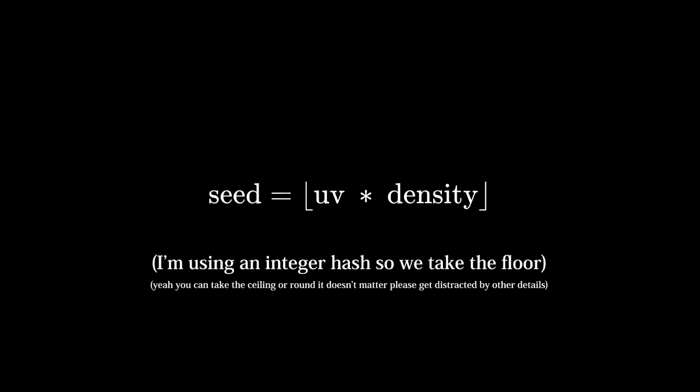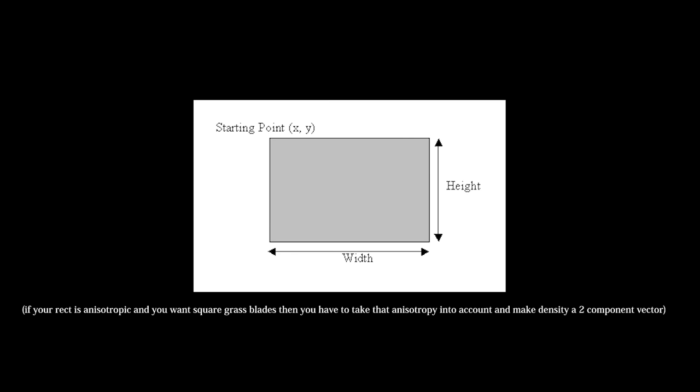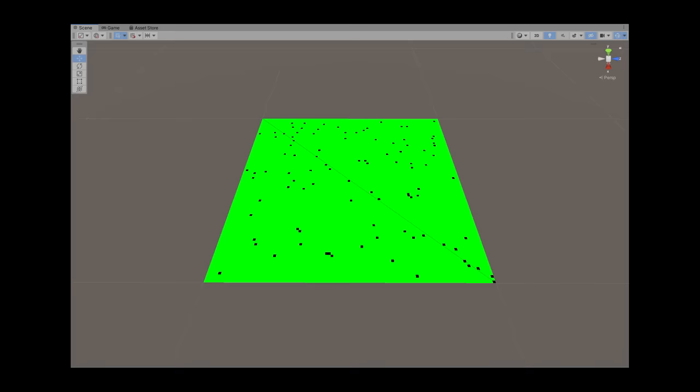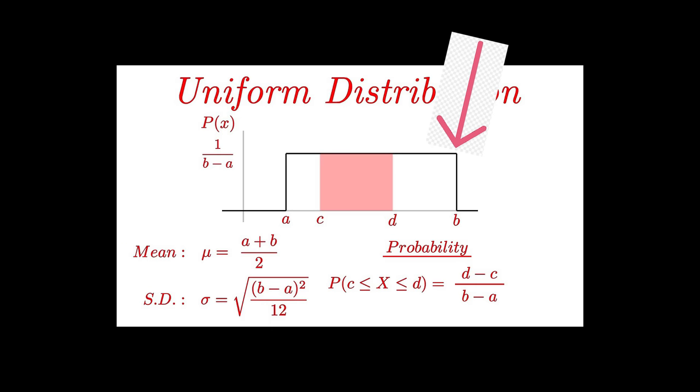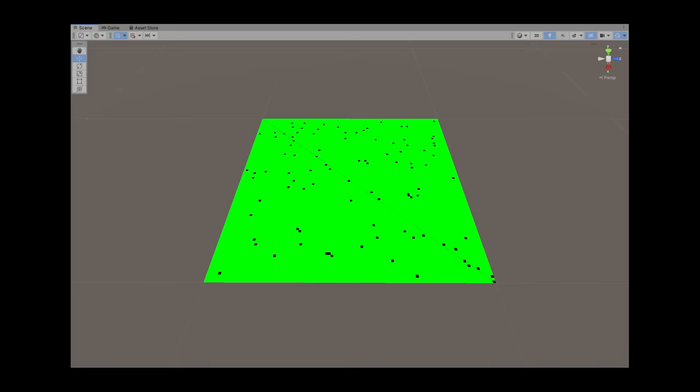In order to get more blades of grass, we multiply the UVs by a density value, which will be the width and height of the field. For example, a density of 100 means 100 by 100 blades of grass. With a higher density, we see a few black pixels, but obviously the majority of values are greater than 0, so we end up with a mostly green square.